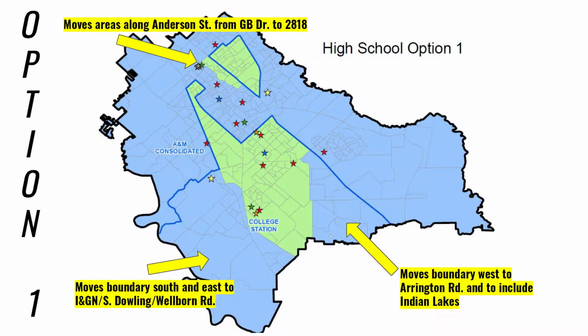Okay. In the part that is west of Welborn Road and a little bit of South Dowling, that blue area right there, that is a total number of 233. So, in answer to your direct question, Dr. Weston, it would be 123 kids in option 1 going from Consol to College Station High School, and 359 going from College Station High School to Consol.